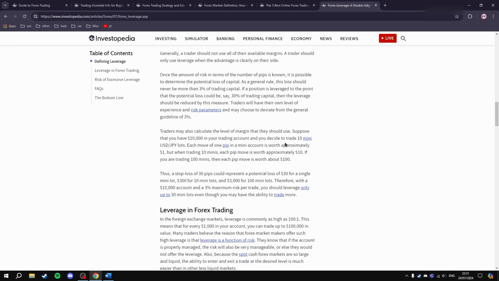If a position is leveraged to the point that a potential loss could be, say, 30% of trading capital, then the leverage should be reduced by this measure. Traders will have their own level of experience and risk parameters and may choose to deviate from the general guideline of 3%. Traders may also calculate the level of leverage that they should use. Traders may also calculate the level of margin that they should use.